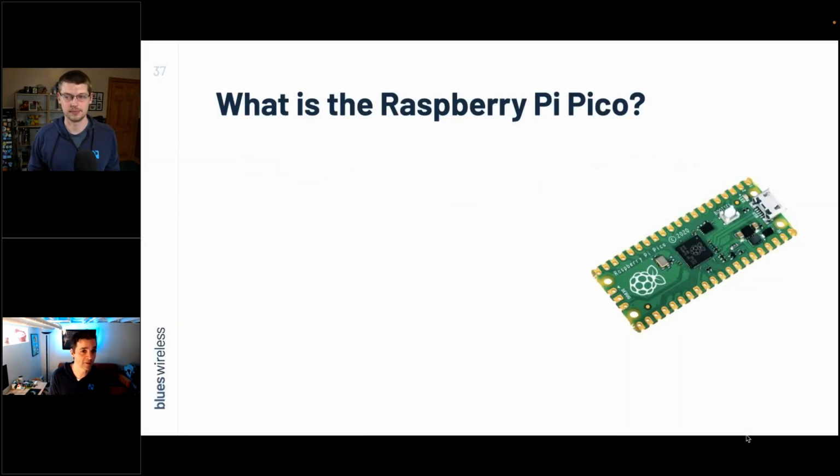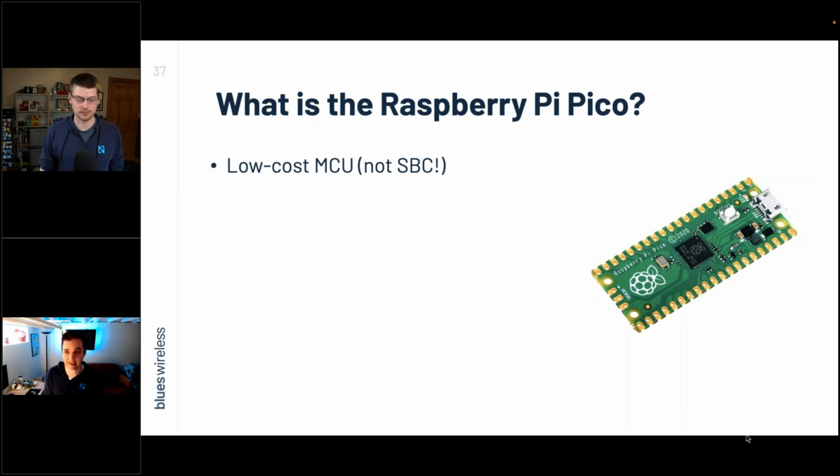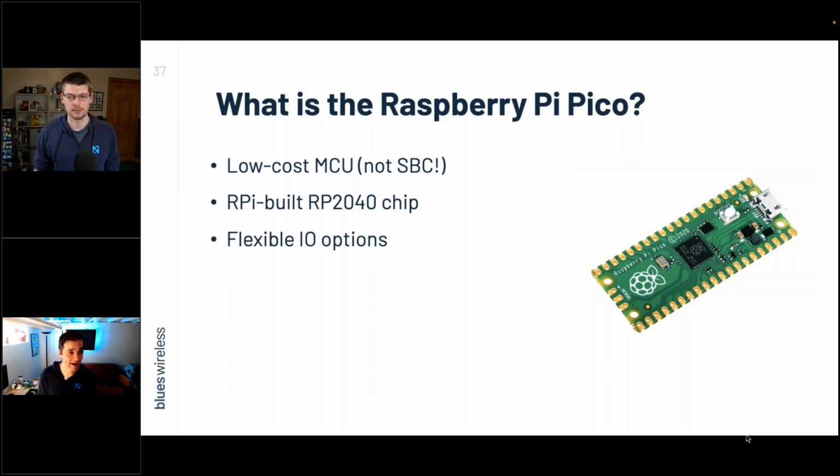And drilling in on the Pico just a little bit, as mentioned, it is not a single board computer that runs Linux. It's a very low cost microcontroller. I think about $4 or $5 US last I checked. It is built around the new RP2040 microcontroller chip developed in-house by the folks at Raspberry Pi. It has a fair variety of I/O options, lots of GPIO, I2C, UART, SPI, and so on.